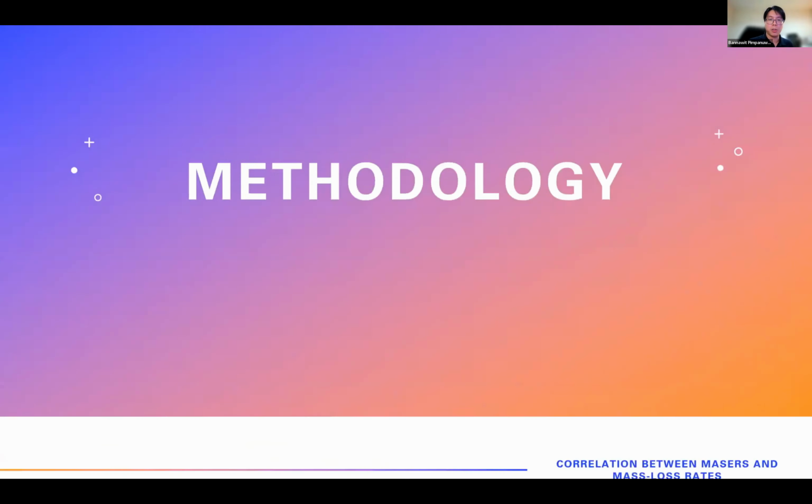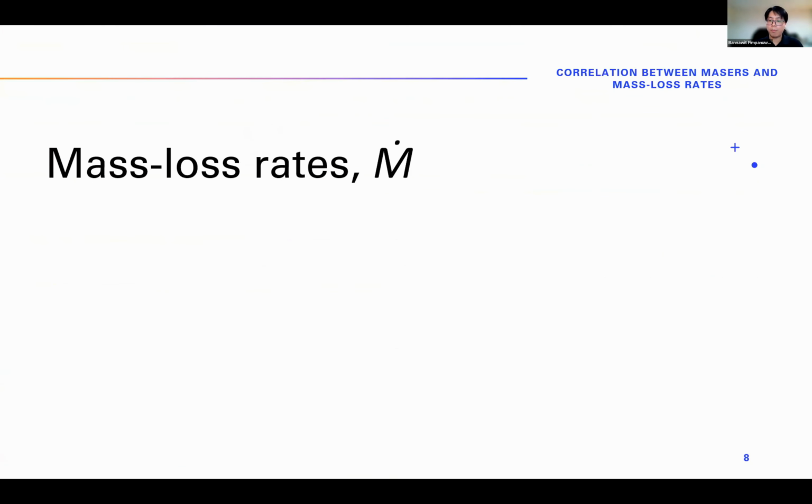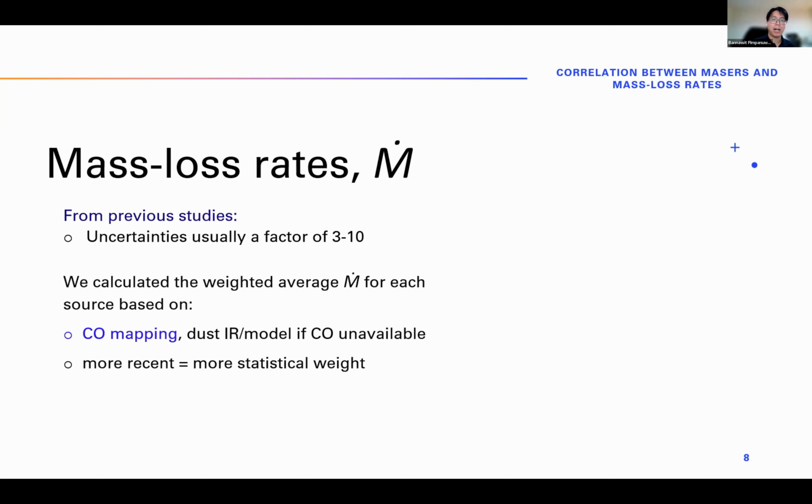So let's move on to the methodology that we use. When it comes to mass loss rates, I think we're all aware that we usually have large uncertainties associated with them. These are usually quoted to be a factor of 3 to 10. And we would like to improve that in this study because we are trying to find a correlation. So we essentially compile a list of mass loss rates from the literature, and we calculated the weighted average for each source. Now, we focus mainly on CO mapping because we would like to try to reduce as much systematic uncertainty as possible.